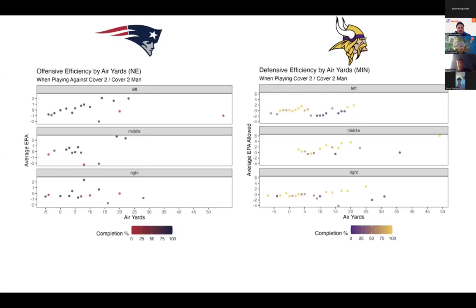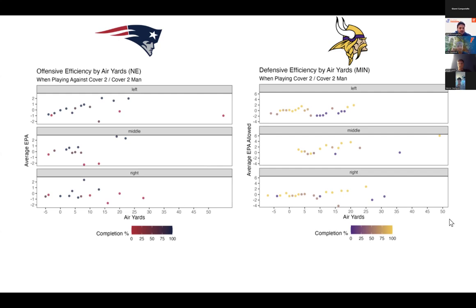And so this says the same thing, just as air yards charted against EPA. With the Vikings on cover two, you can see there are more yards that they allow, and the completion percentage is pretty high amongst all of them because of all the yellow dots on the chart. It also shows the same thing with the left and right, that they're pretty good against the pass to the left and the right.